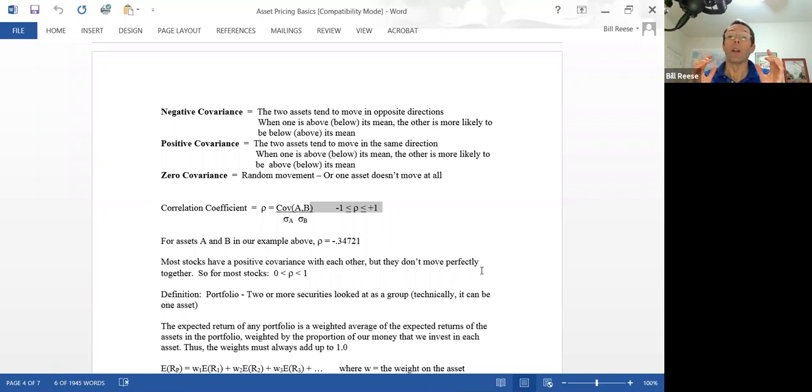That's it for correlation and covariance. In our next time together, we'll be talking about a really important concept called a portfolio.